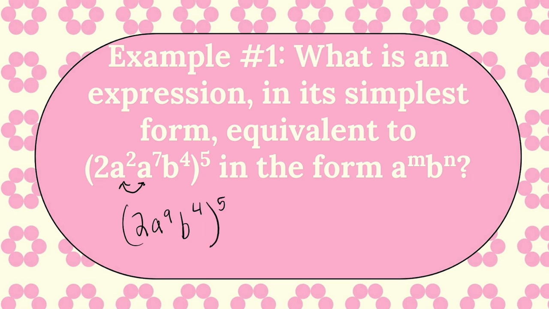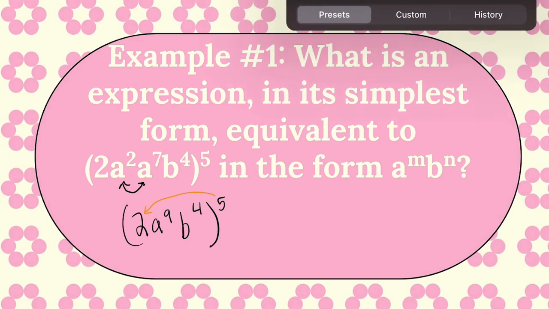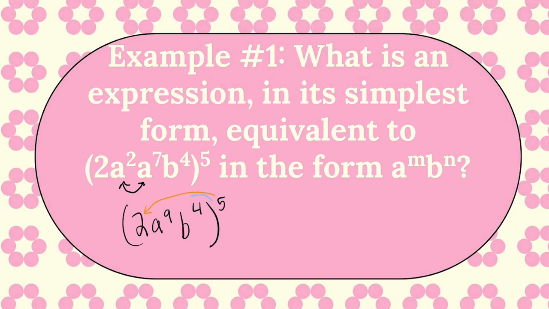And so now we need to distribute the 5 to everything in parentheses. To the 2, to the a, to the b. So then we'll have 2 to the 5th power. A to the 9 times 5 is 45. Oh, and it's 2 to the 5th power because right here technically this is 2 to the 1 power. And then b to the 4 times 5 is 20.